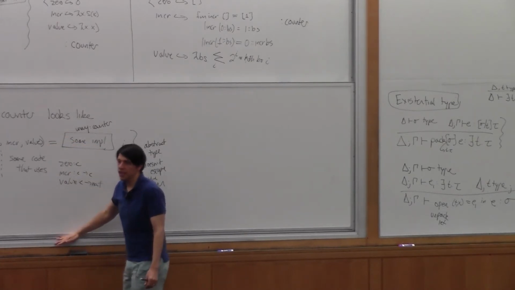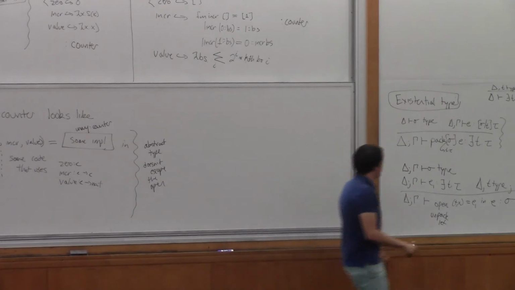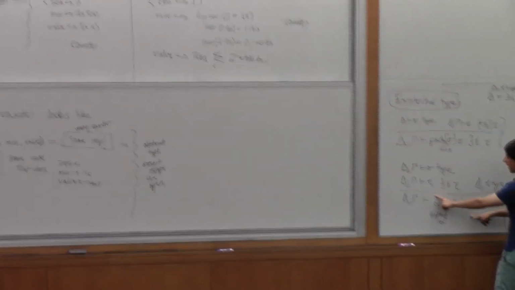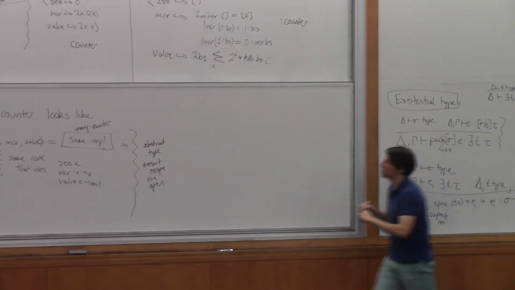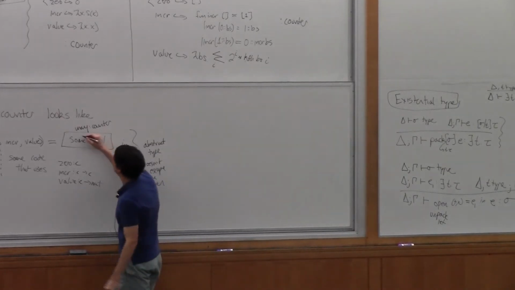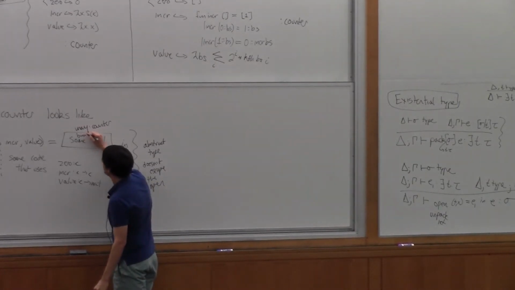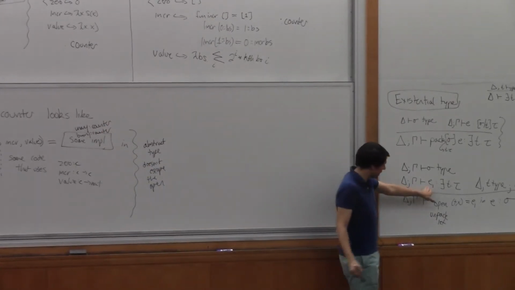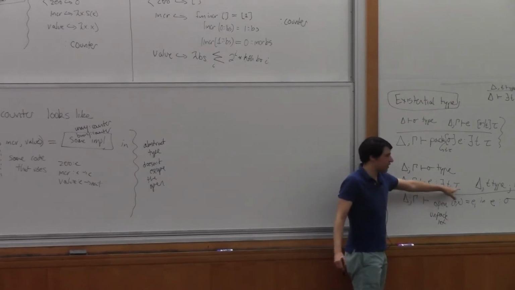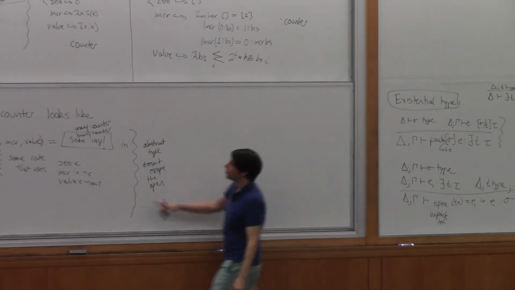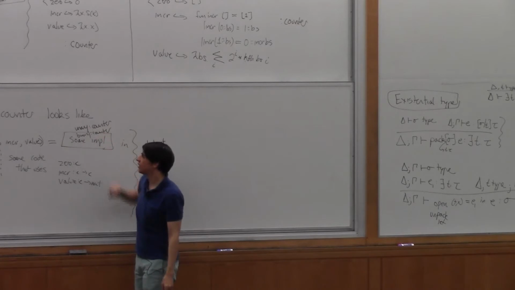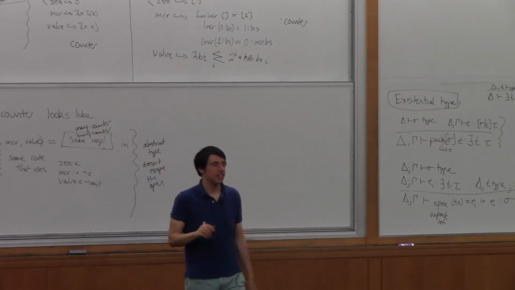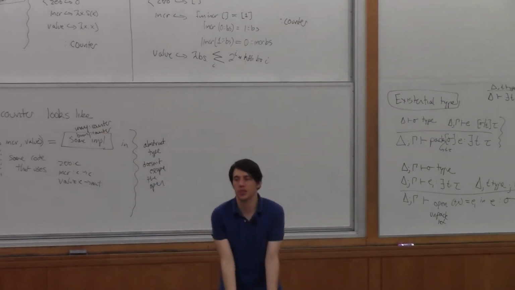Okay? And note that this will type check. If this type checks for unary colon counter, then it also type checks for binary colon counter, because right here, all we want to know is that this has type exists t dot tau, and both of those have type exists t dot the implementation of a counter.